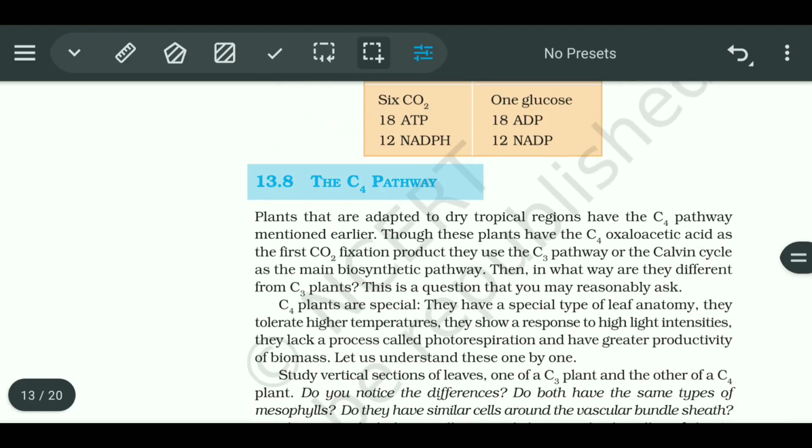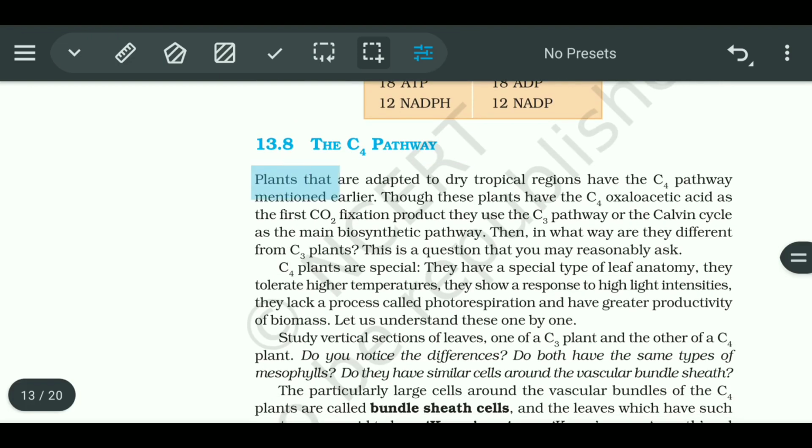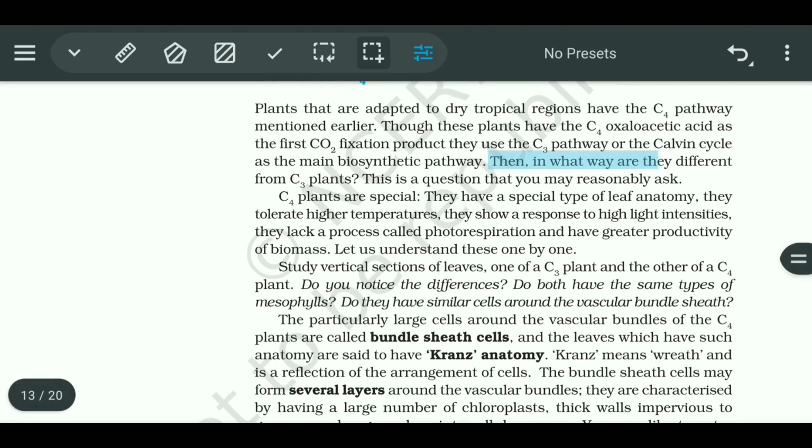13.8 The C4 pathway. Plants that are adapted to dry tropical regions have the C4 pathway mentioned earlier. Though these plants have the C4 oxaloacetic acid as the first CO2 fixation product, they use the C3 pathway, or the Calvin cycle, as the main biosynthetic pathway. Then, in what way are they different from C3 plants? This is a question that you may reasonably ask.